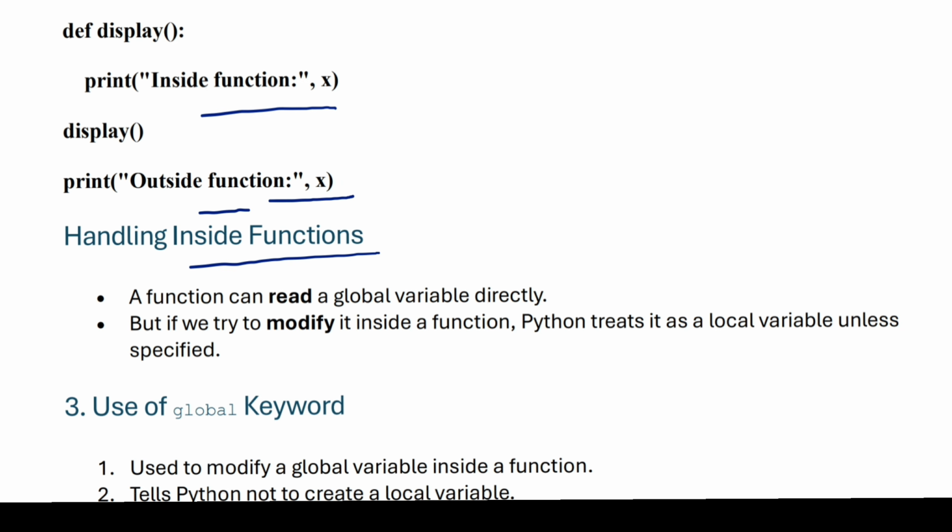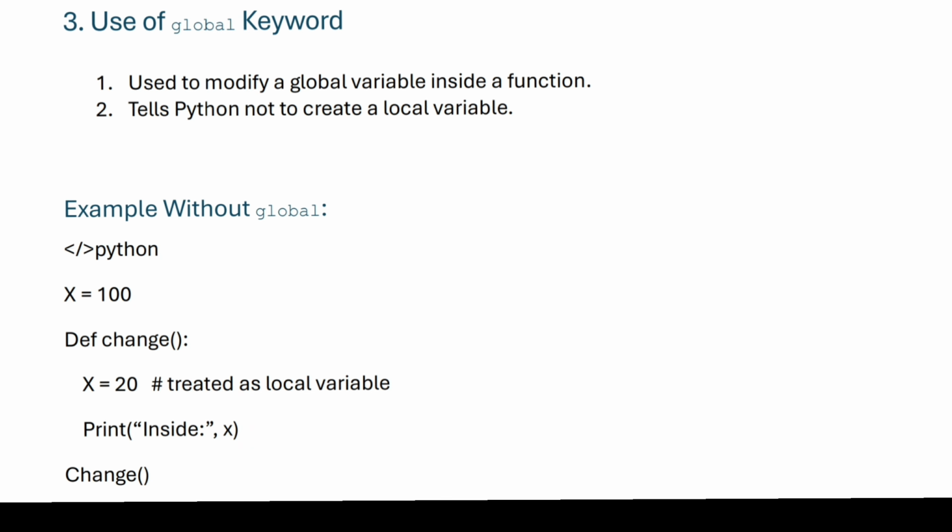A function can read a global variable directly. But if we try to modify it inside the function, Python treats it as a local variable unless specified. Next is the use of the global keyword. What is its use? We can modify the global variable inside the function. It tells Python not to create a local variable.